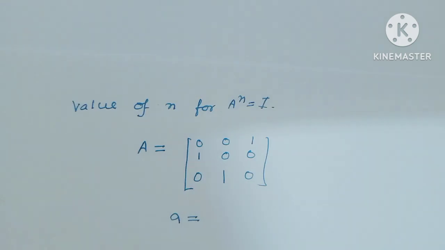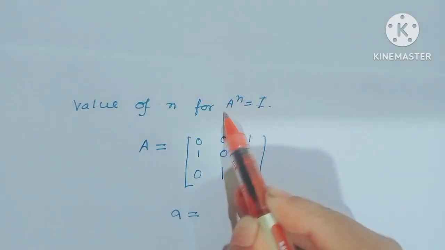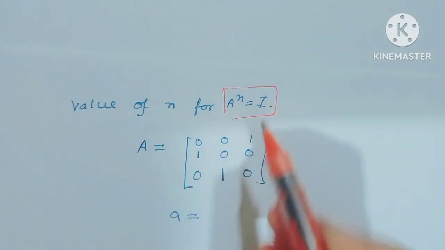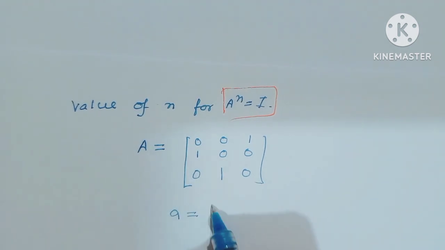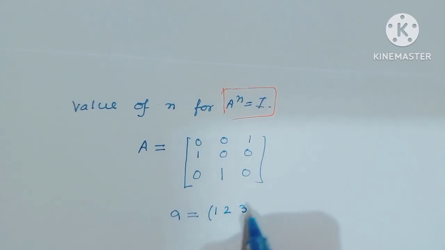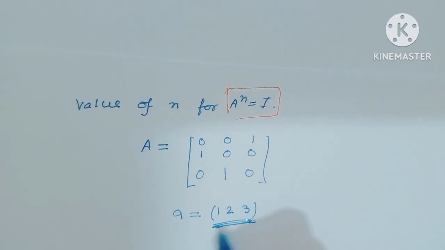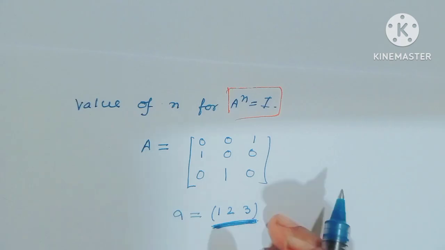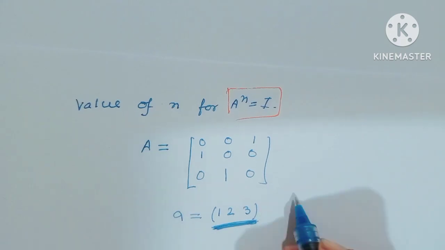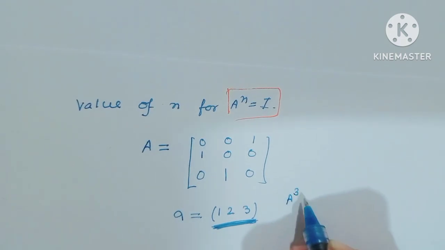Question: value of n for which A to the power n equals identity. Here notice A equals this matrix. Here this is the permutation matrix, 1 goes to 2, 2 goes to 3. Therefore, since this is of order 3, we can tell A cubed equals identity.